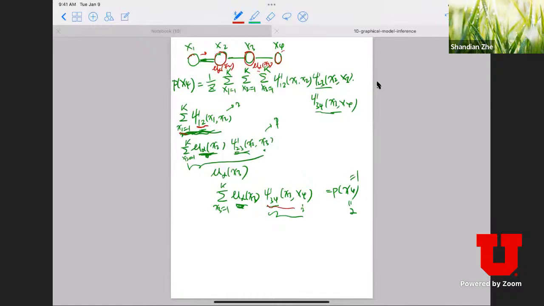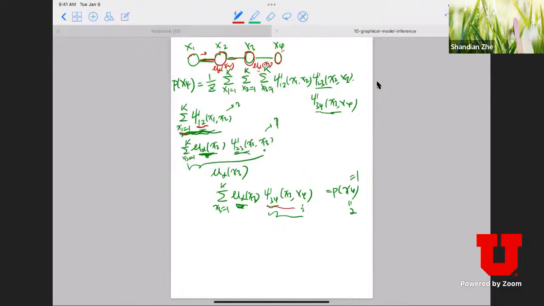Yes, because the potential is defined over x1, x2, and x2, x3. That's why you can do that. If your potential is defined over x1, x2, x3 jointly, well, you cannot do that. You're essentially leveraging the structure of the graph. No, it doesn't always work.